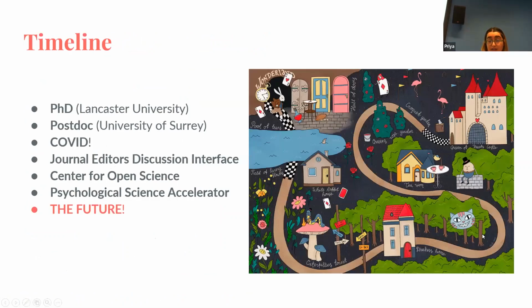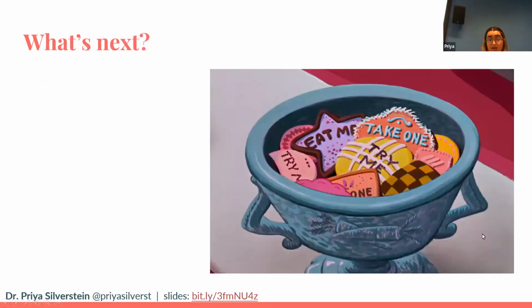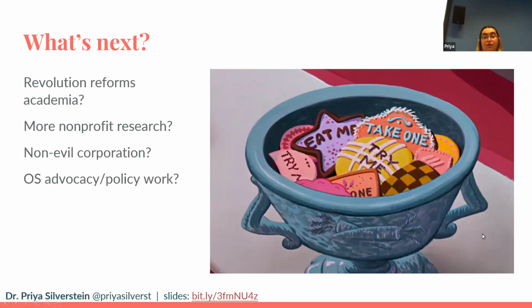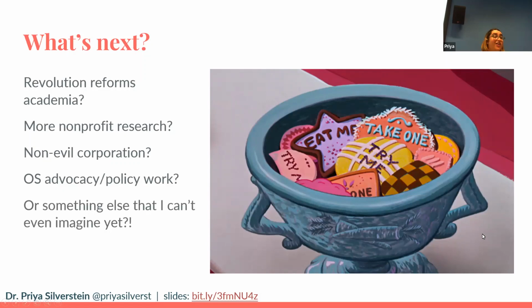But after this, who knows? A lot of options. Maybe revolution could reform academia in a way in which I would feel comfortable returning for good. Maybe I'll want to work in another nonprofit like the Centre for Open Science. Maybe I'll find a non-evil corporation to work for. Maybe continue open science advocacy or policy work. Maybe I'll get bored of research. I think that's less likely. Or most likely, probably something else that I can't even imagine yet. So not sure which cookies to eat or what will happen when I eat them, but excited to see.